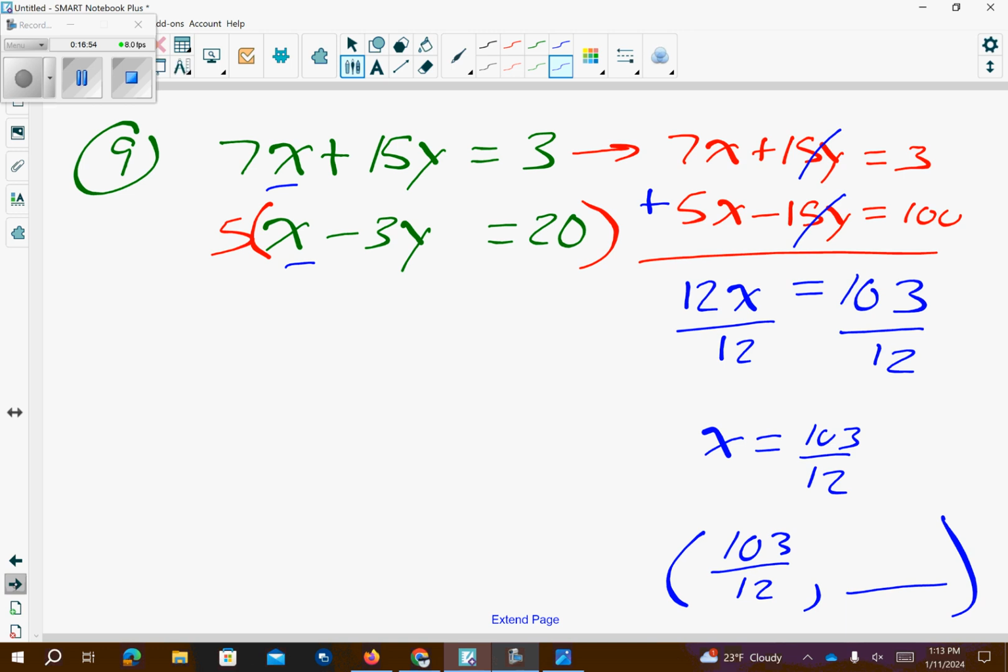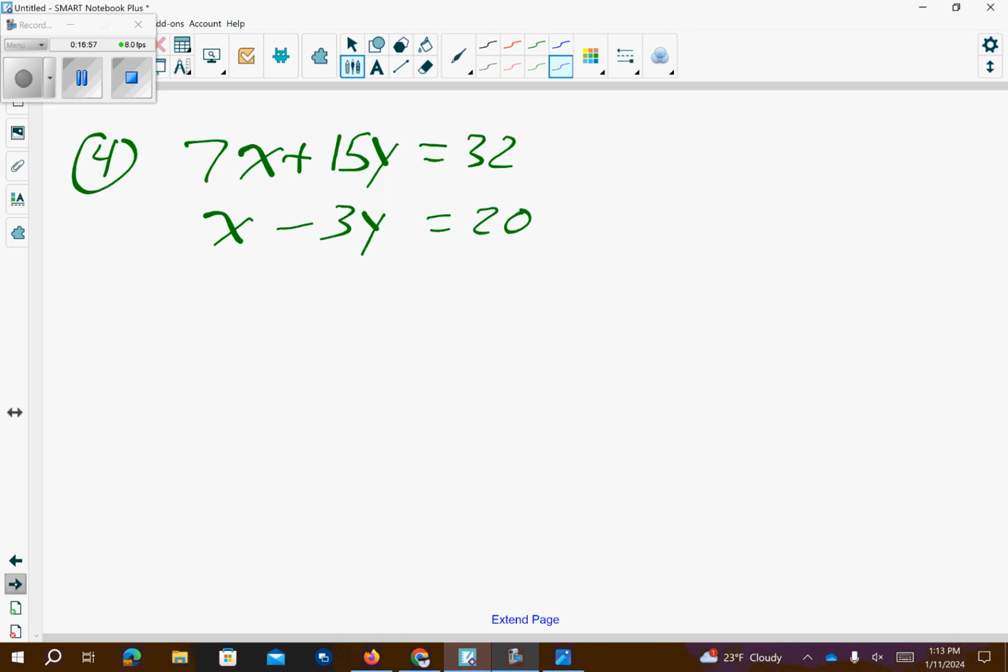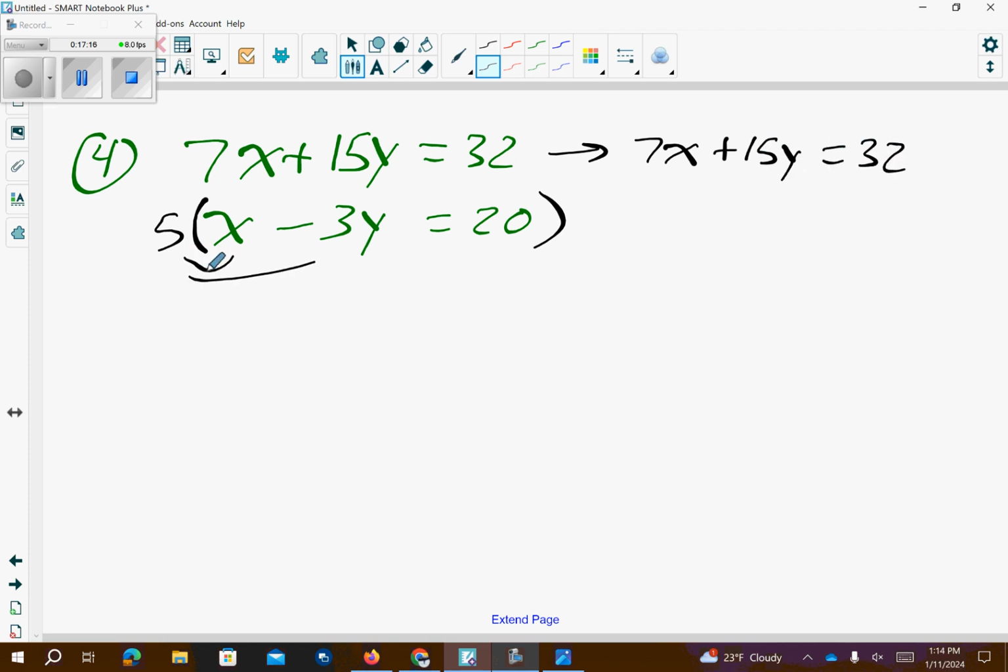Turn the page to 224. Let's see if we can practice that same skill. Okay, my x and y are on the same side of the equal sign. Okay, so I might think about multiplying the whole bottom one by 5. So the top equation is going to stay as is. The bottom equation, I'm going to distribute this 5. So I get 5 times x is 5x. 5 times negative 3y is negative 15y. 5 times 20 is 100.